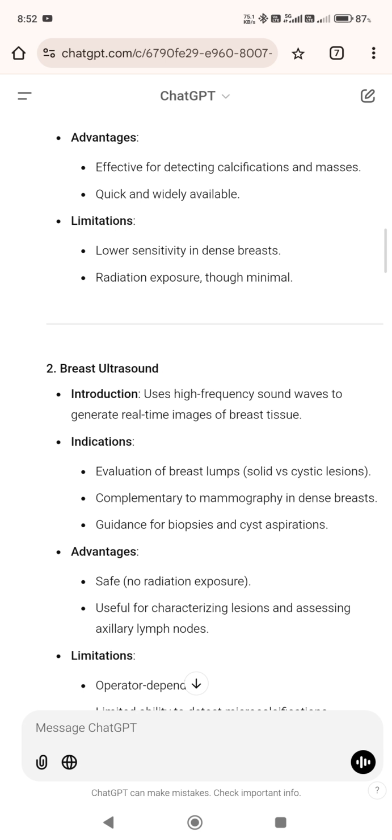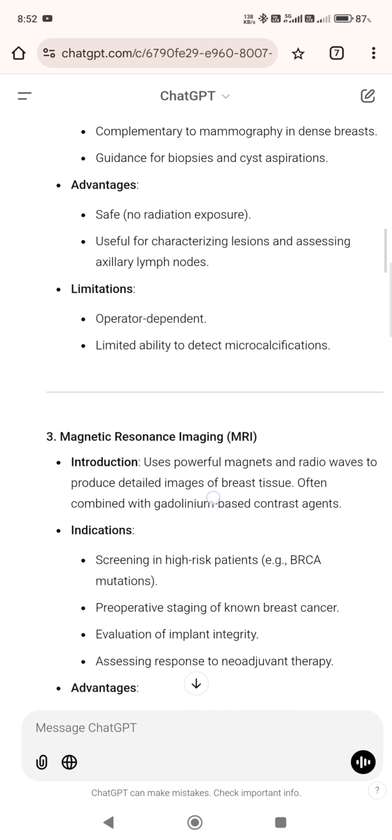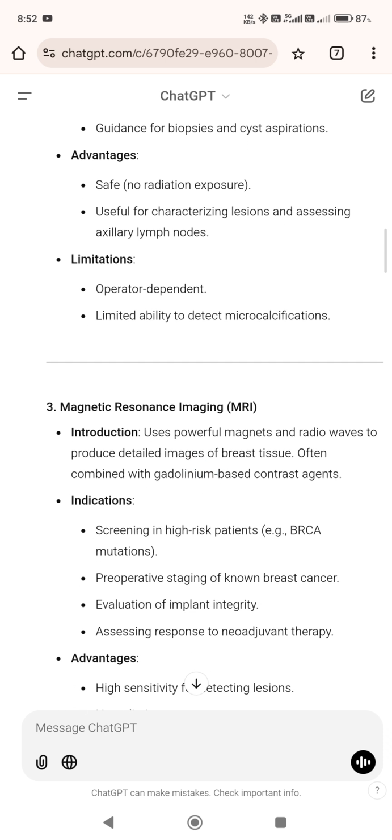2. Breast ultrasound. Introduction: uses high-frequency sound waves to generate real-time images of breast tissue. Indications: evaluation of breast lumps, solid versus cystic lesions, complementary to mammography in dense breasts, guidance for biopsies and cyst aspirations. Advantages: safe, no radiation exposure, useful for characterizing lesions and assessing axillary lymph nodes. Limitations: operator dependent, limited ability to detect microcalcifications.